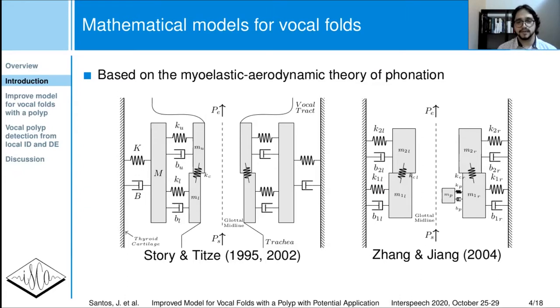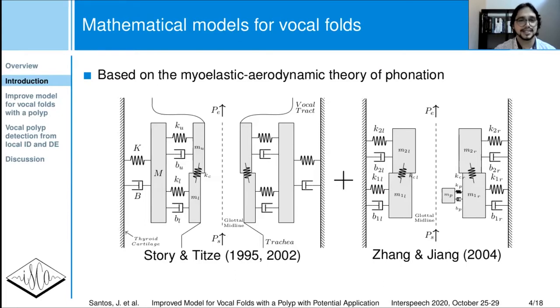And in the model from Zhang and Zhang, we could see that we have a less complex model. It's a simplified model, and it uses an extra mass to represent the polyp. But it doesn't use a vocal tract and trachea because the focus of the paper in which they use it was on the dynamics of the vocal folds, and then they don't use it. But we wanted, and we want, to join these together and create a model based on both of them.